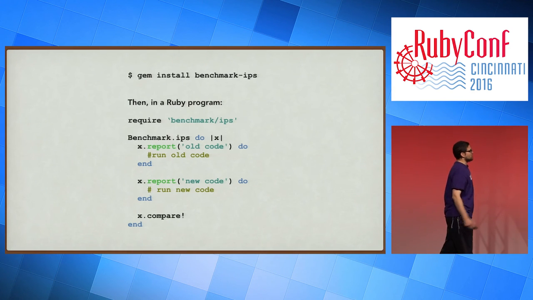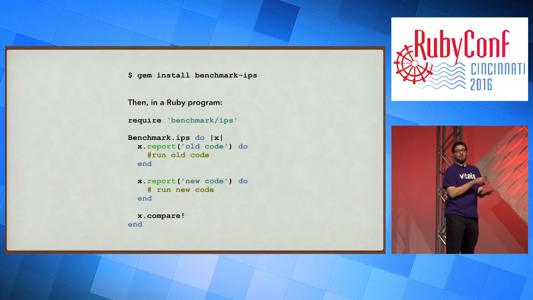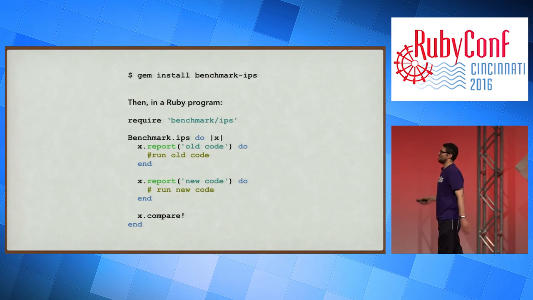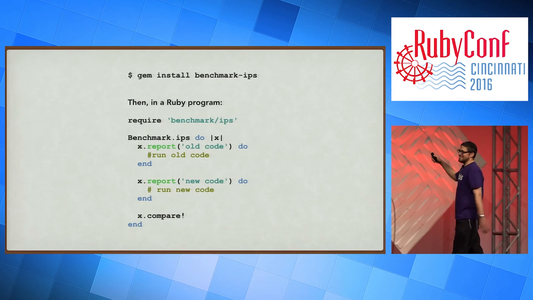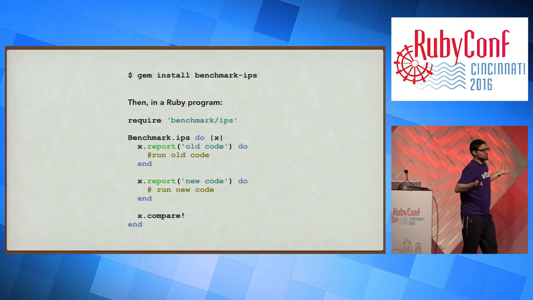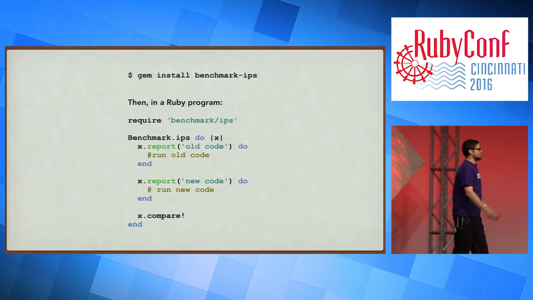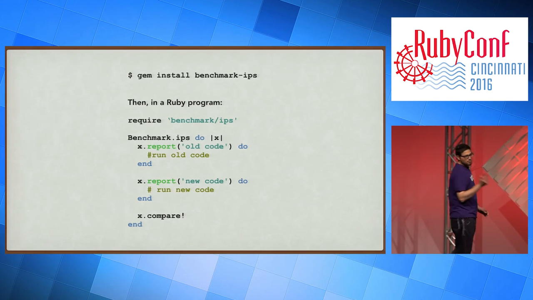So what you do is you just call benchmark.ips, you pass it a block which takes an argument of x. I don't know what x is. I just know that you have to call all the methods on it. So for every test case, you call x.report, you give it just a string that labels your test case, and then the block that you want to check its performance characteristics. And at the end, if you want, you can call x.compare. And then you get this beautiful output.